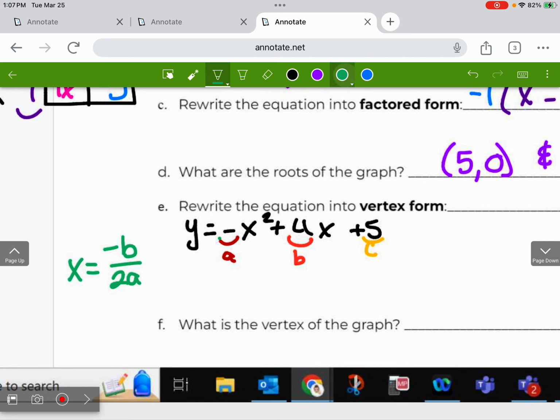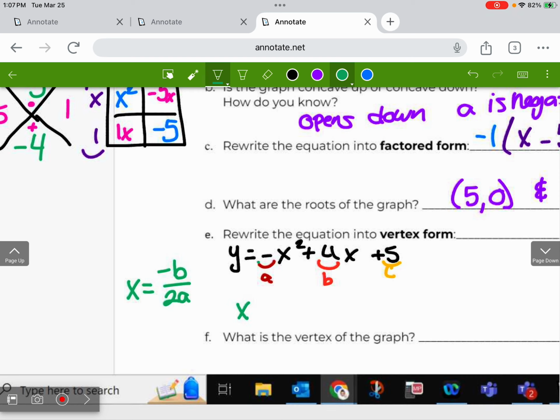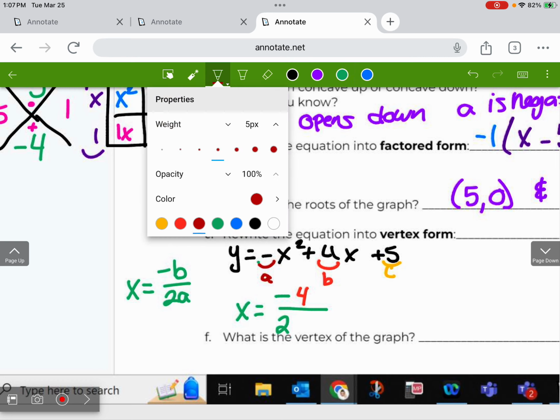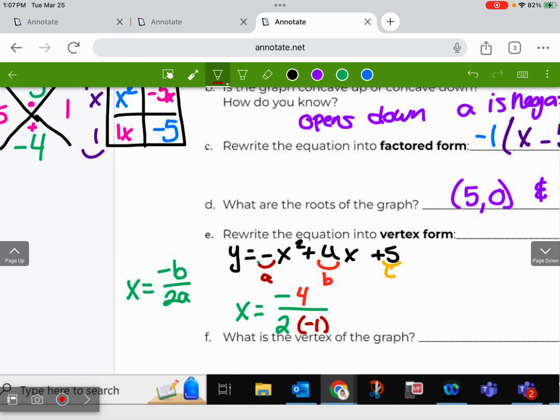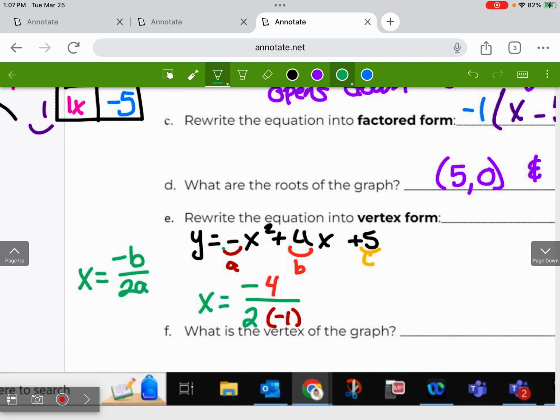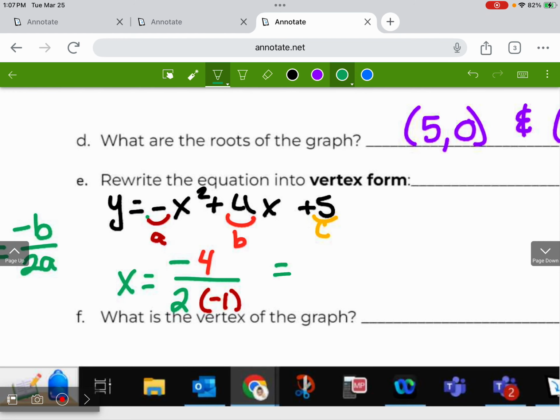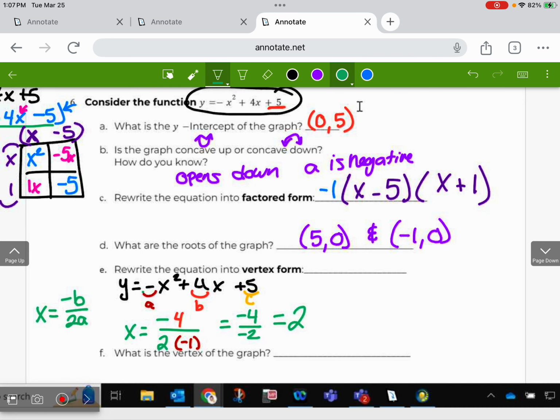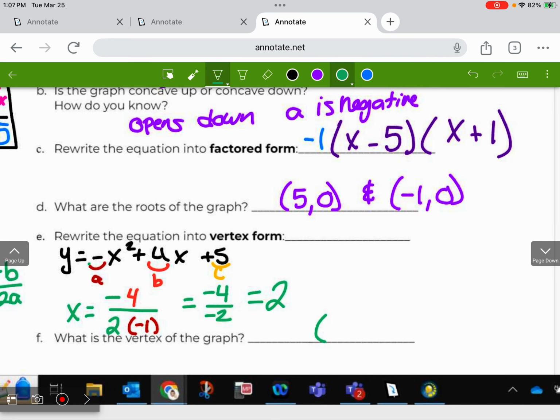So when we're trying to figure out our vertex form, we're going to take those values. Our x equals the opposite of our b, and our b is 4, over 2 times our a, and our a is negative 1. So we get negative 4 over 2 times negative 1, or negative 4 over negative 2. What is negative 4 divided by negative 2? 2. So that gives me the x value of my vertex.